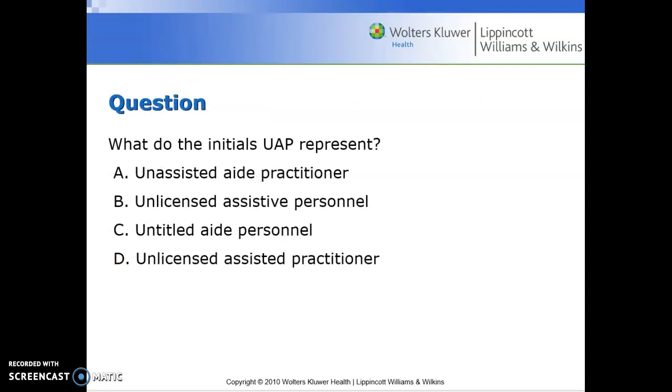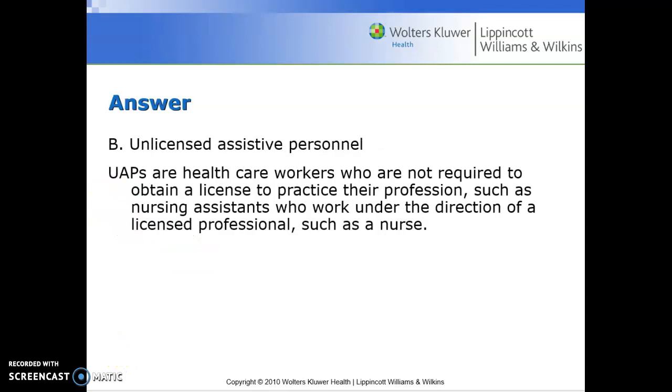What do the initials UAP represent? That would be unlicensed assistive personnel. Again, unlicensed assistive personnel are healthcare workers who are not required to obtain a license to practice their profession, such as a nursing assistant who works under the direction of a licensed professional nurse.